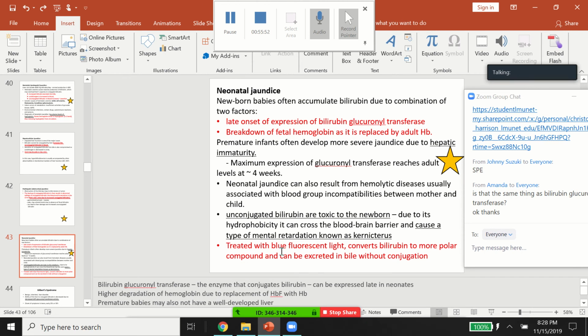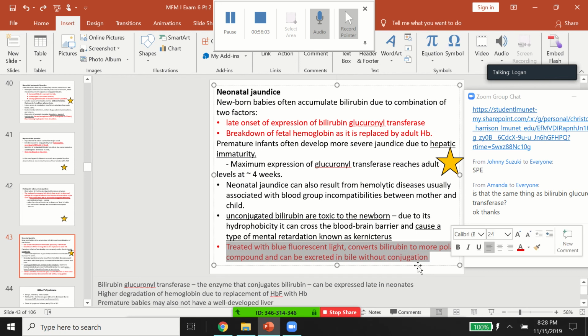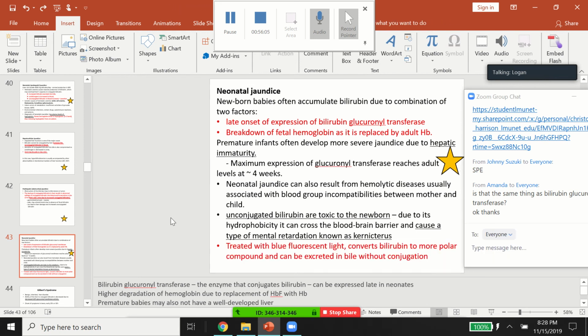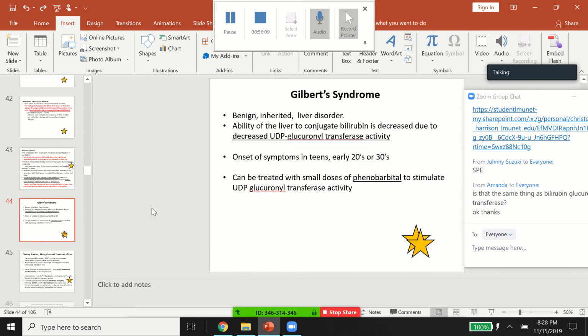Now you can treat this with blue fluorescent light because it converts bilirubin to a more polar compound that allows it to be excreted in the body without conjugation. But yeah, I'm pretty sure this was mentioned somewhere within the exam, or she said it was important or something. So that's why I decided to include this in red as well.